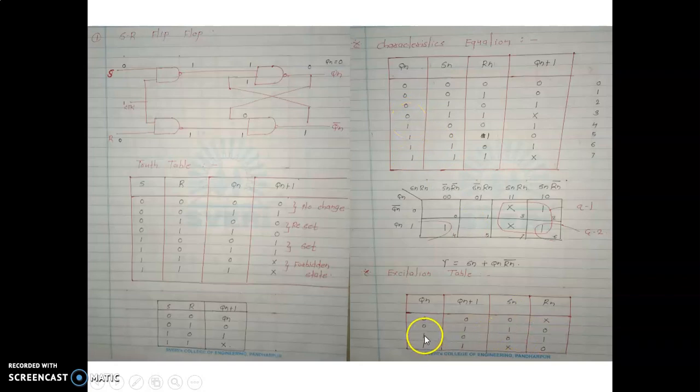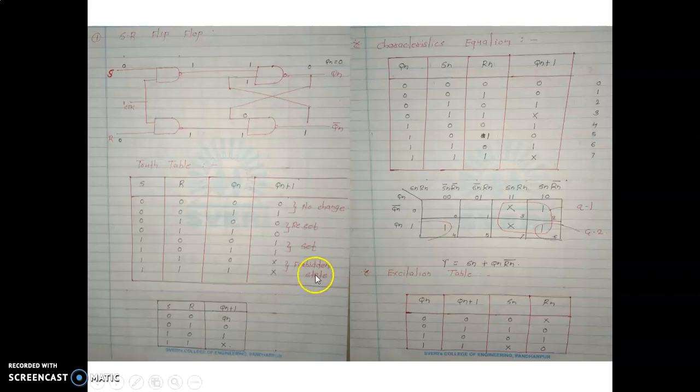Similarly we have to go for 1 0, where Qn is 1. In the third last row Qn is 1, Qn plus 1 is 0. In that case Sn is 0, Rn is 1. So we can write 0 1. Like this we can write the excitation table of the flip-flop. A similar method we have to follow for the next types of flip-flops.